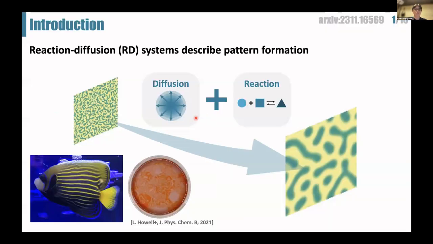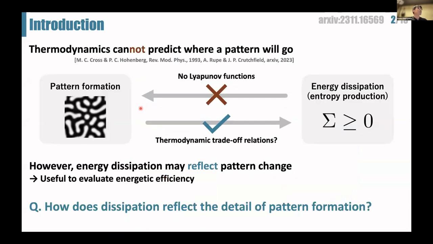Maybe as you know, reaction diffusion systems describe chemical or biological pattern formation such as fish or BZ reactions. And despite long-standing effort, thermodynamics cannot predict where a pattern will go. For example, thermodynamic quantities such as dissipation generally provide no Lyapunov functions for pattern. However, thermodynamic quantities may reflect the detail of pattern change, for example, in the form of thermodynamic trade-off relations. So we can use this reflection to evaluate energetic efficiency of pattern formation or chemical systems.